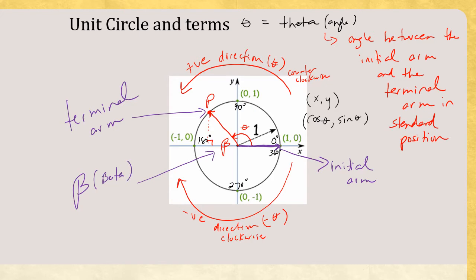And this is called the correlated acute angle, because there's a relationship that exists between theta, the angle in between the initial arm and the terminal arm, and the correlated acute angle beta. And it's acute because it's always going to be less than 90.